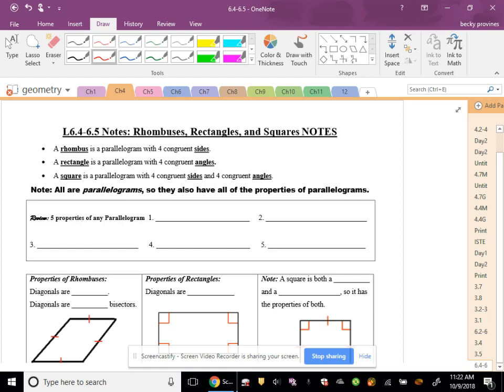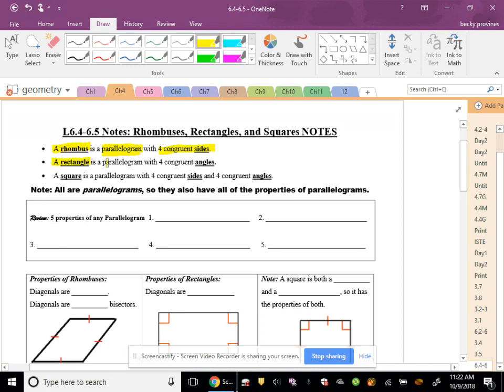Today we're going to go over lesson 6.4 and 6.5 over a rhombus, rectangle, and squares. So let's first define each of the three words. The first word is a rhombus. This is a four-sided shape that is a parallelogram. So that means opposite sides are parallel and all the sides are congruent.